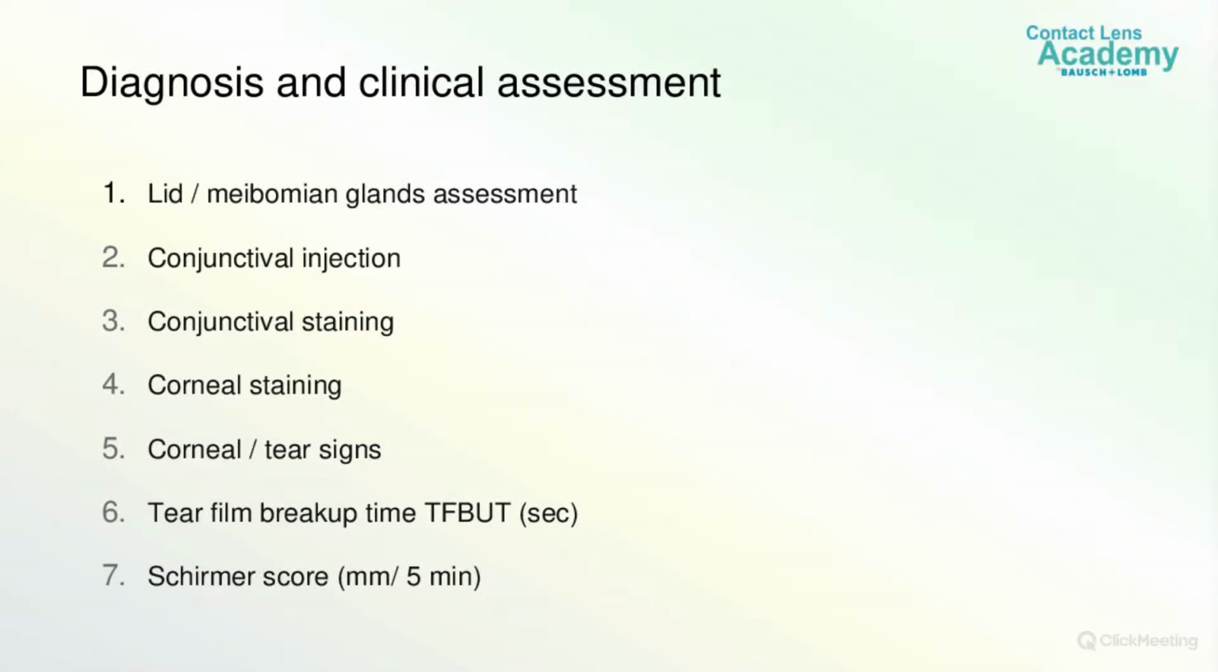So, tests used to diagnose dry eye disease and to assess efficacy of treatments in clinical trials include, first, what I'm going to speak about today: slit lamp and Meibomian glands assessment, then conjunctival injection and conjunctival staining, also corneal staining, corneal and tear signs, the tear film breakup time, measured in seconds, and also the Schirmer score, measured in minutes.